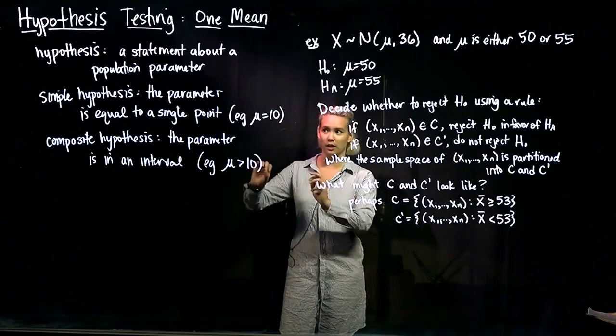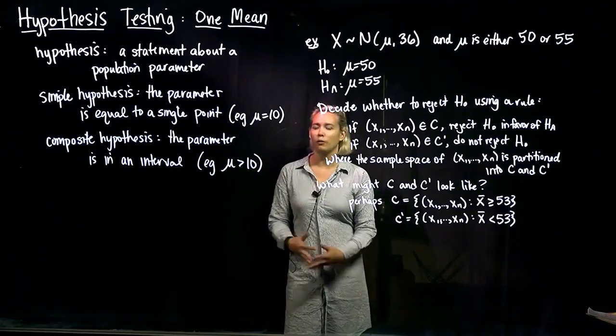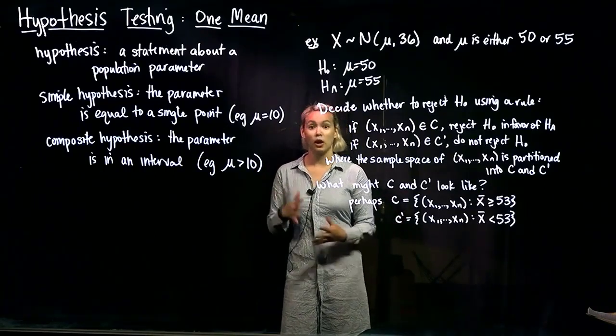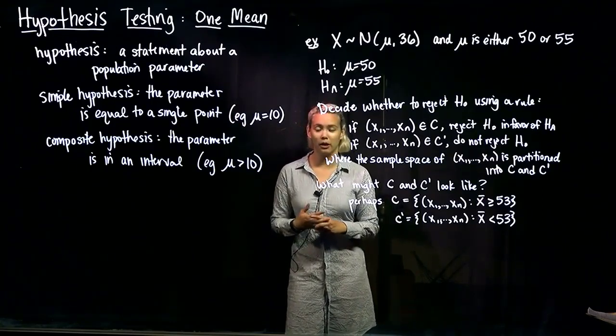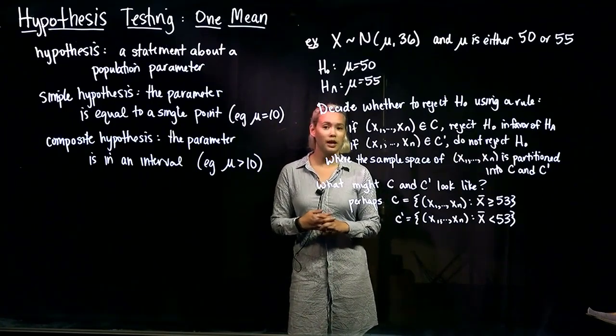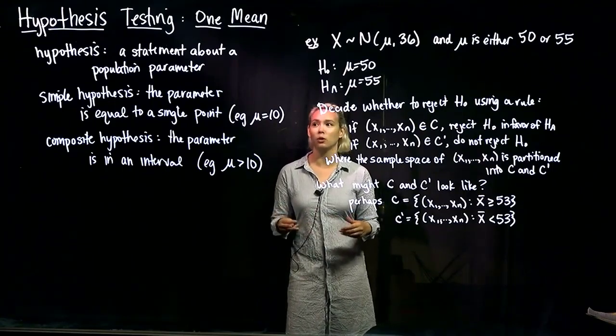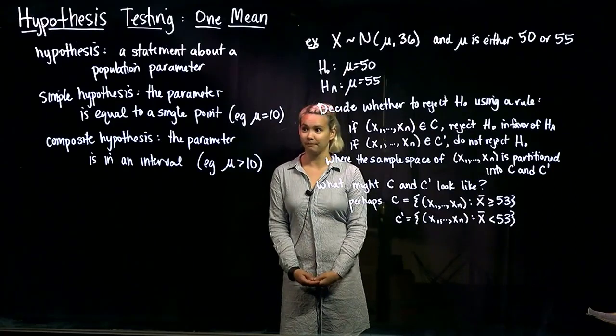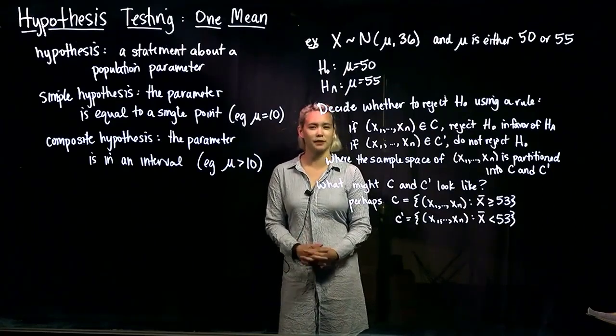So a few important terms that we should get out of the way. First of all, what is a hypothesis? What is this hypothesis testing stuff? So a hypothesis is just a statement about a population parameter. So if we're doing hypothesis testing for one mean, then we're going to be making hypotheses or statements about this population mean.